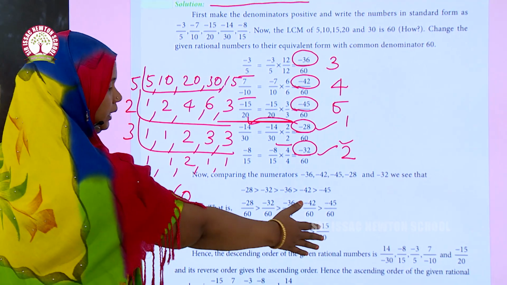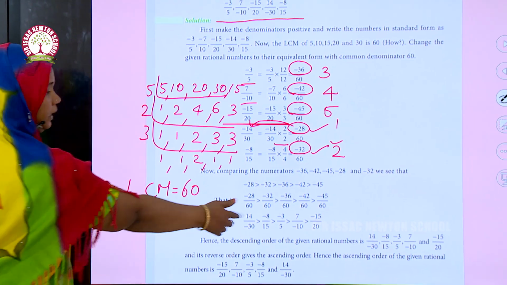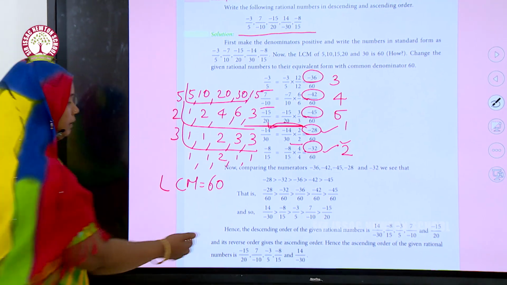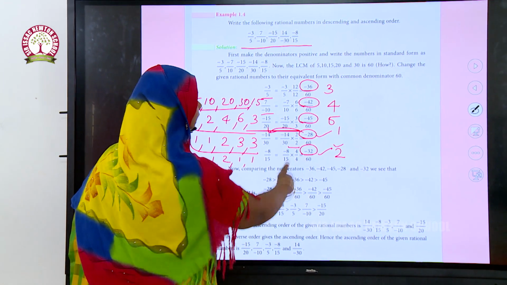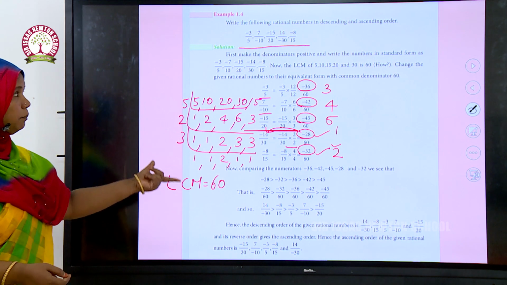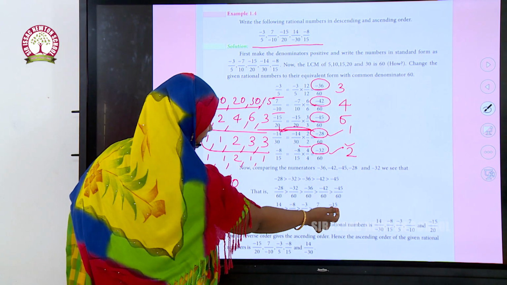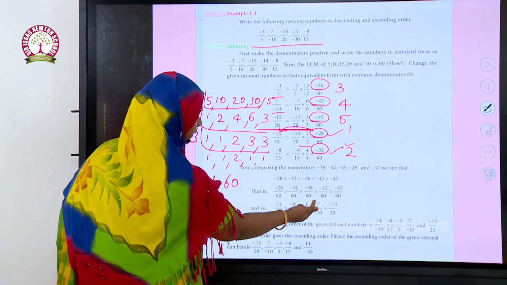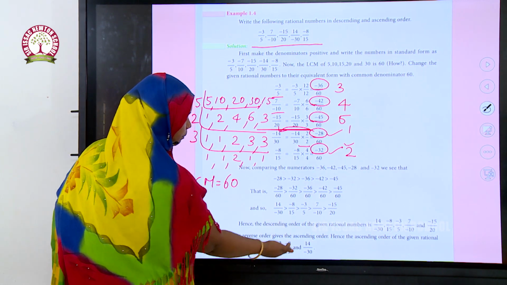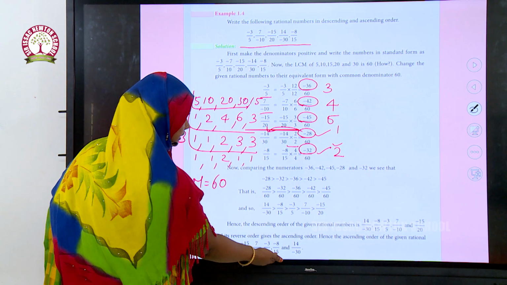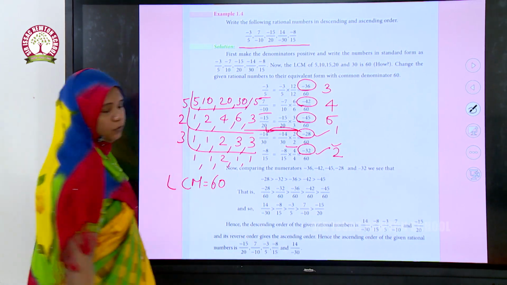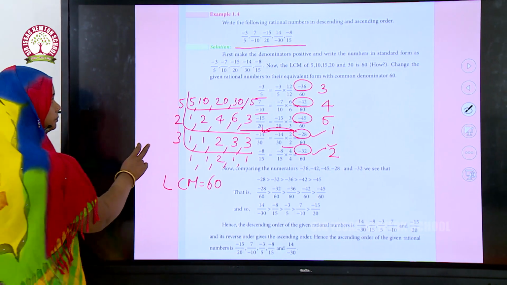The ascending order is nothing but the reverse of the descending order. So you can write it in reverse order to get the rational numbers in ascending order. In ascending order we write first minus 15 by 20, minus 7 by 10, minus 3 by 5, minus 8 by 15, and minus 14 by 30.